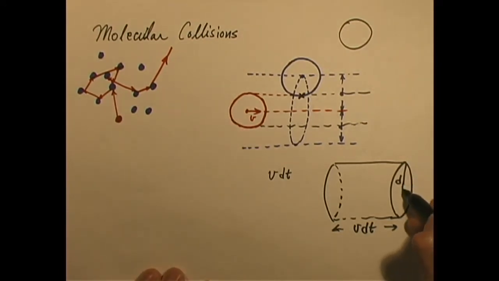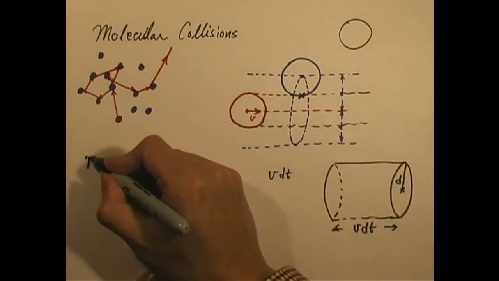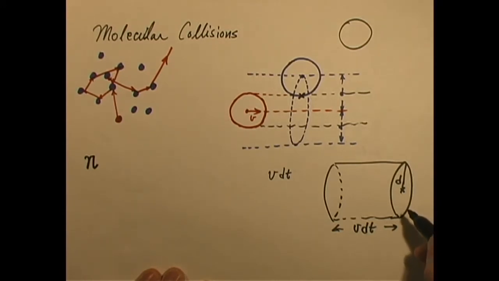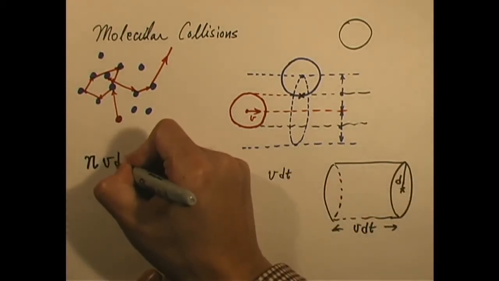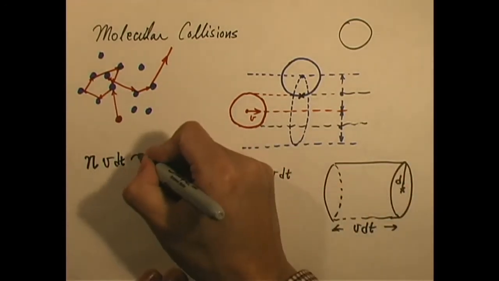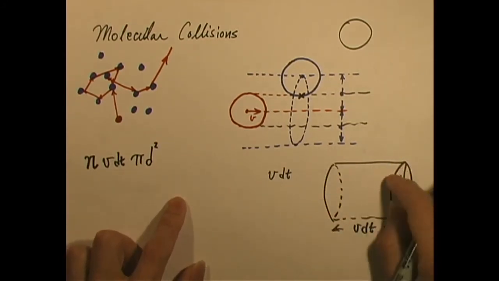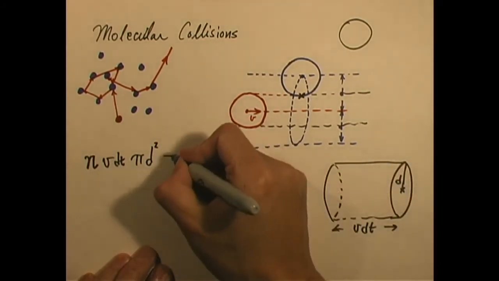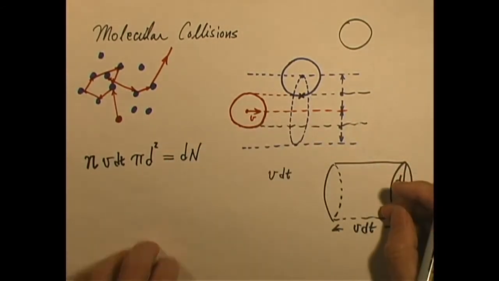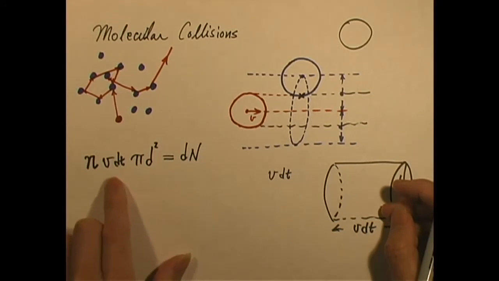So how many molecules do we have within the cylinder? Well, let's say the number of molecules per unit volume is n. Then all we have to do is multiply n by the volume of the cylinder. Then we get the total number of molecules waiting in this cylinder, and each of these molecules will be hit by this red molecule. So what's the volume? That is height times bottom area. Height is v dt. Bottom area is pi d squared. This is the number of molecules waiting in the cylinder, and each of them will have a collision with the red molecule. So this really is dn, the number of collisions suffered by this molecule as it moves with the speed v over time dt.